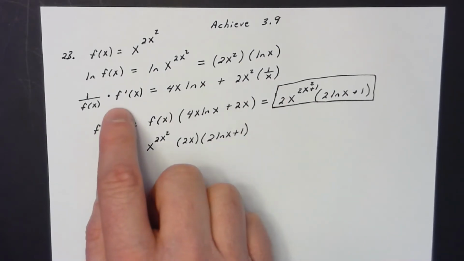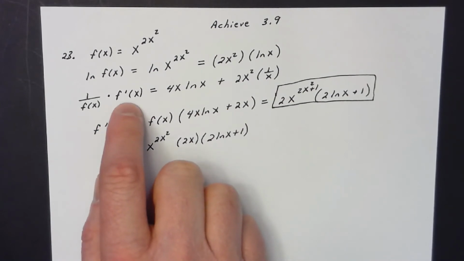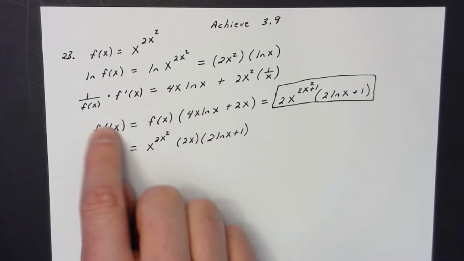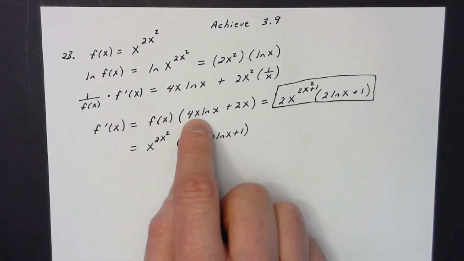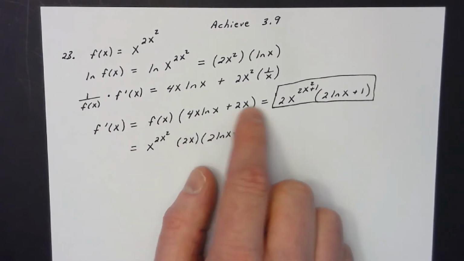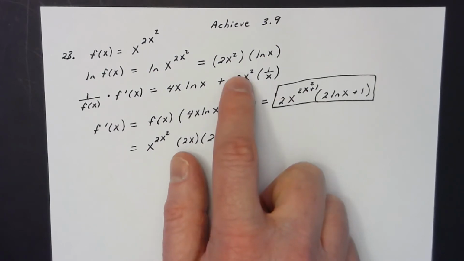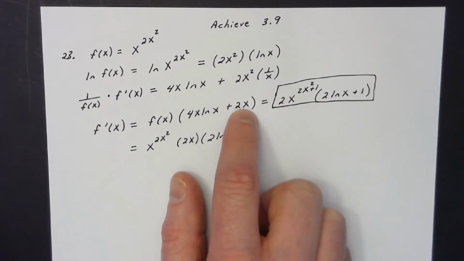Now I went down and I said, well, I need to solve for f prime of x, so I would multiply both sides by f of x. And then the right hand side just simplified to be 4x natural log of x plus, this is just going to give me 2 times x to the first.